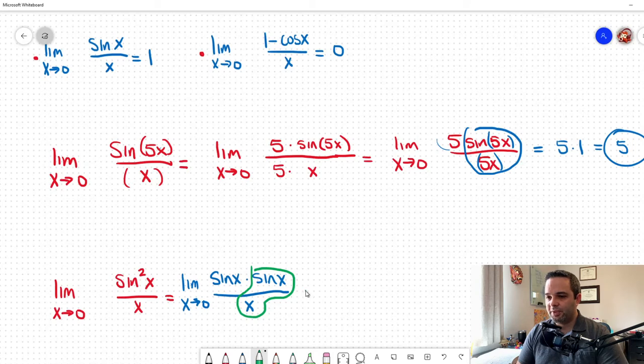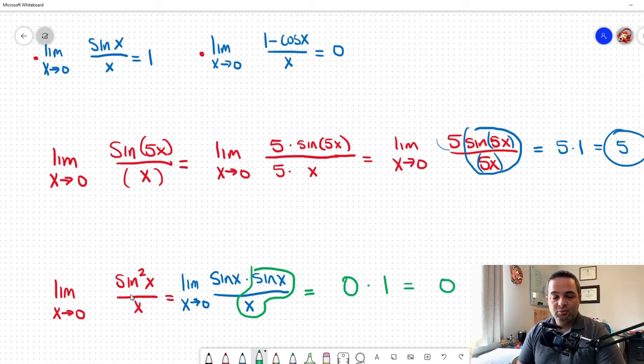So I really have, this is going to become 1, this part here, and now I have this part that's left over. Well, what happens as x approaches 0 for sine of x? That will approach 0. So my answer would be 0 times 1, which is 0.